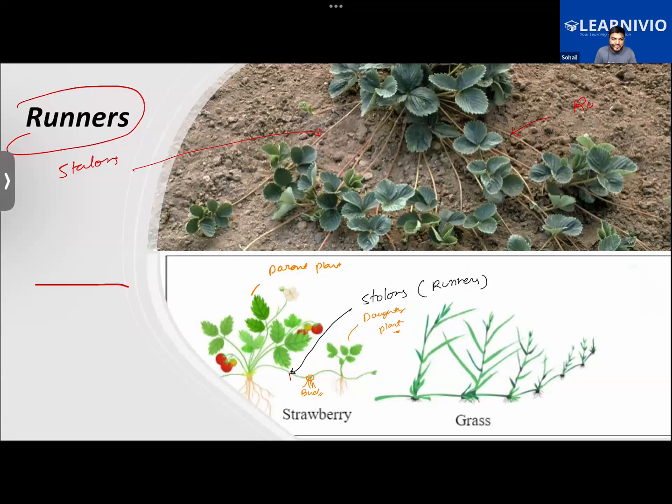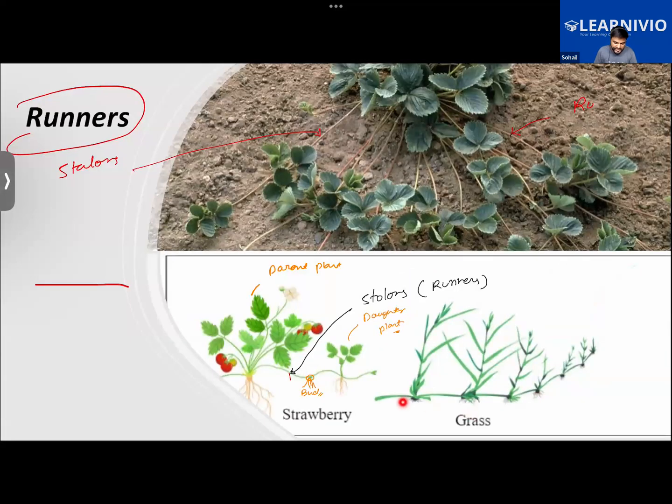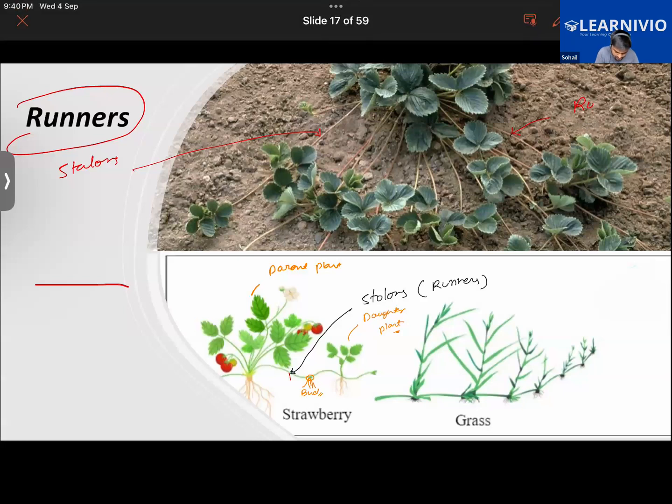Then we had the example of runners. Runners are basically horizontally growing stems that crawl on the ground. Some of the examples were grass, strawberry and mint also. The one that you see over here is the mint plant, if I'm not wrong. In Hindi or Urdu, I think it is called pudina. You'd be aware of this, right?